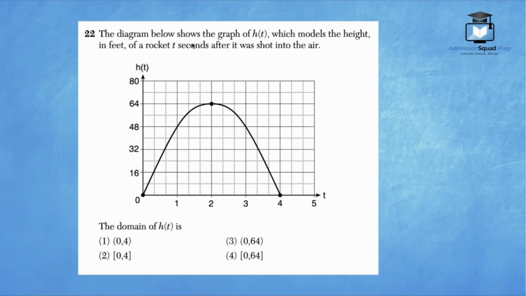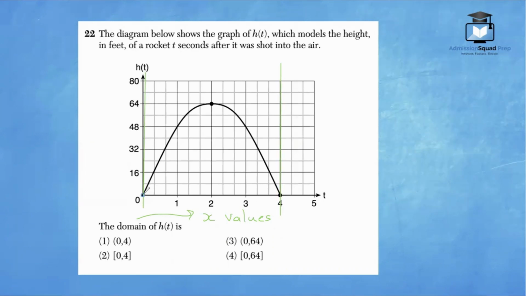The diagram below shows the graph of h of t, which models the height in feet of a rocket t seconds after it was shot into the air. The domain of h of t is, remember, the domain is the set of all possible x values. I prefer to use vertical lines to assess what's happening on the graph. So right now, if we draw a vertical line right here, we could tell that the x values start off at 0, and we're going all the way to the right where the x values are ending at 4. So the domain goes from 0 to 4.